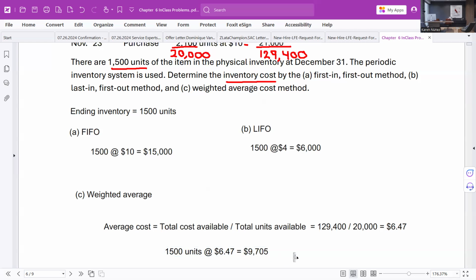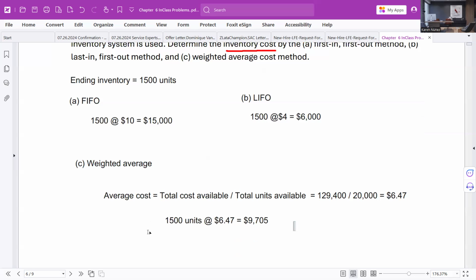That's the cost using the weighted average approach. That is our weighted average cost. Okay, let's look at our next to the last one, another inventory problem.